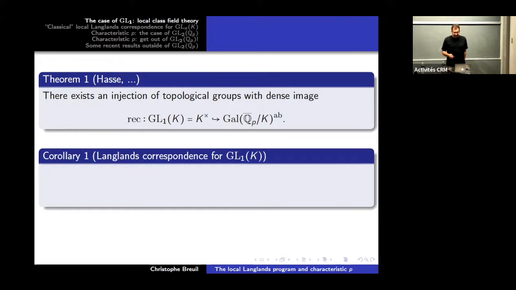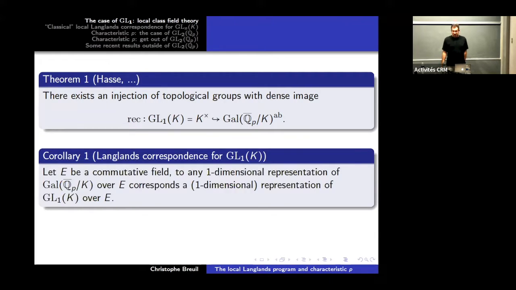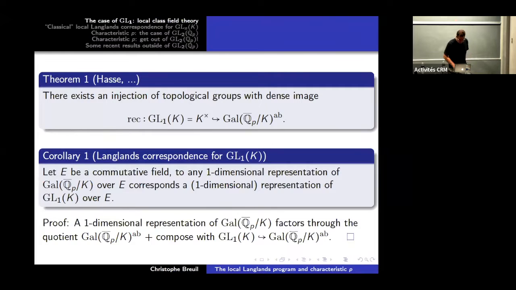And this says, in fact, if you want to impress your friends, you just say, this is Langlands correspondence for GL1, which you can state as follows. If you take any commutative field E and any one-dimensional representation of Galois Q_p bar over K, since it's one-dimensional, it factors through the abelian quotient, because GL1 of E is commutative. And then it corresponds to a representation of GL1 over K, which turns out to be also one-dimensional. And the proof is straightforward. You take your representation of Galois Q_p bar over K. It factors through the abelian quotient trivially, and then you just compose with the embedding of GL1 K inside Galois Q_p bar over K of the above theorem. And you get your one-dimensional representation of GL1 of K. So that's just Langlands correspondence for GL1 of K.